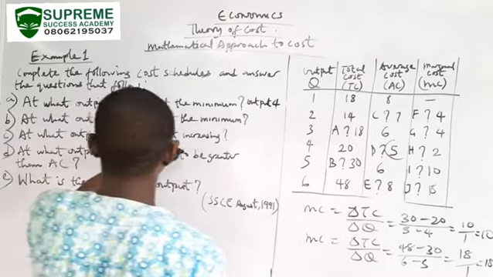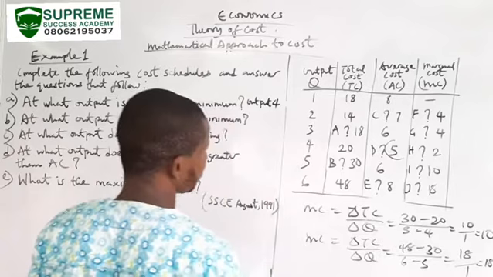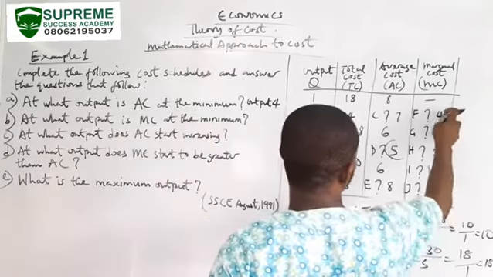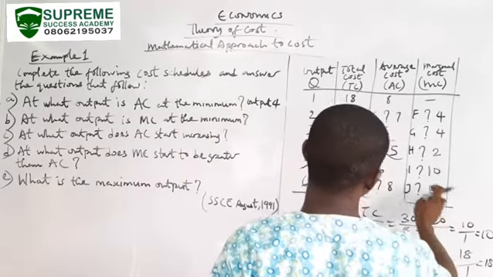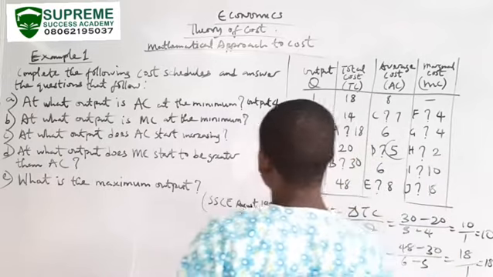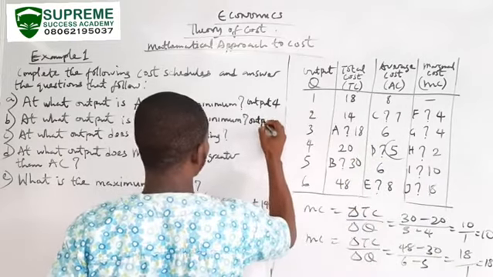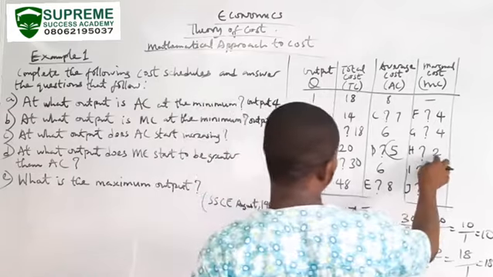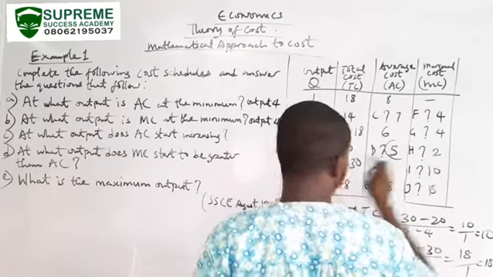At what output is marginal cost at the minimum? We have 4, 4, 2, 10, 18. So automatically at output 4. Remember, at output 4, marginal cost is 2.